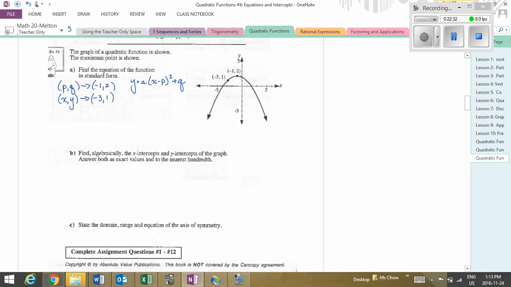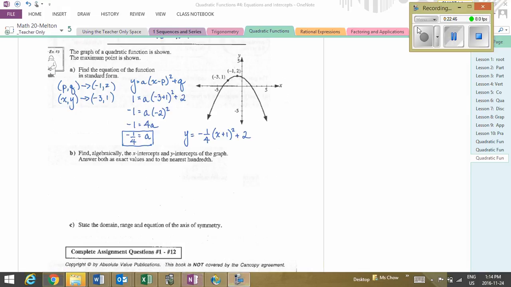So take a moment to substitute the values of p, q, x, and y in to solve for a, and then replace a, p, and q to get your standard form. So hit pause and go through that process, please.